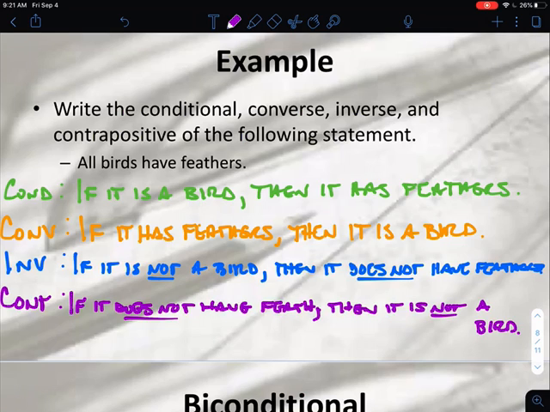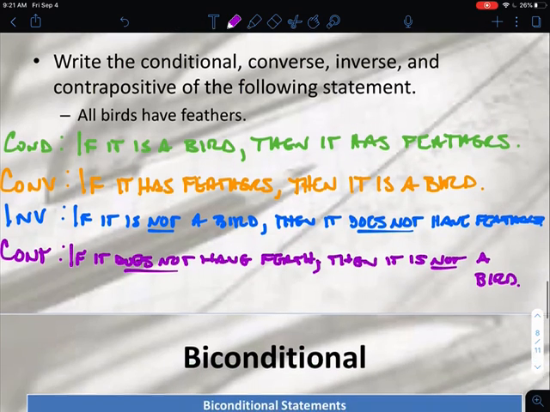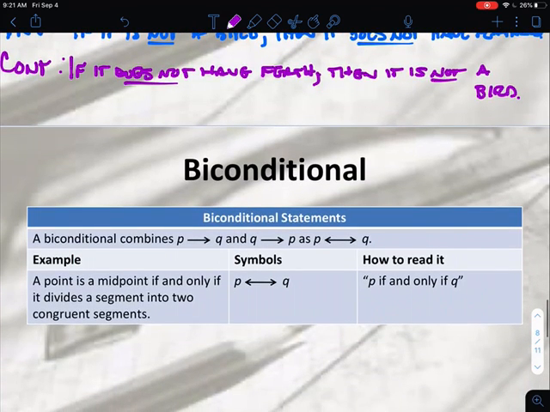So this is going to be something you're going to be expected to do on the homework and on the quiz or a test, is write the conditional statement, so convert it to if-then, and then flip-flop for the converse, negate for the inverse, and then do both for the contrapositive. So you're going to be asked to do both of those things.